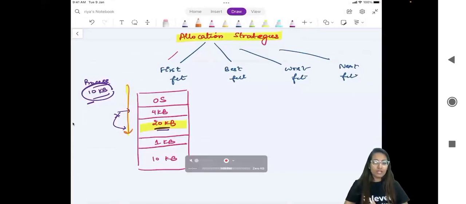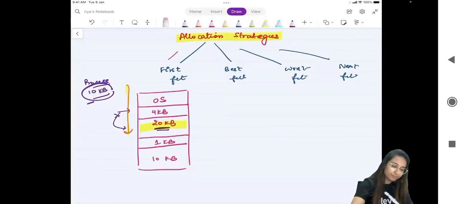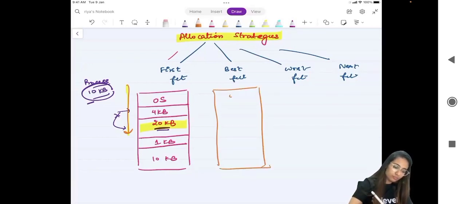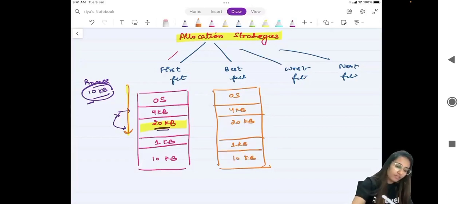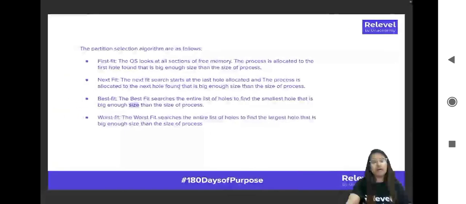Okay, so if you take this example over here again, where we have the operating system 4 kb, 20 kb, 1 kb and 10 kb. If there is a process that comes for 10 kb only, according to best fit, this is the best fit for the process in the memory.